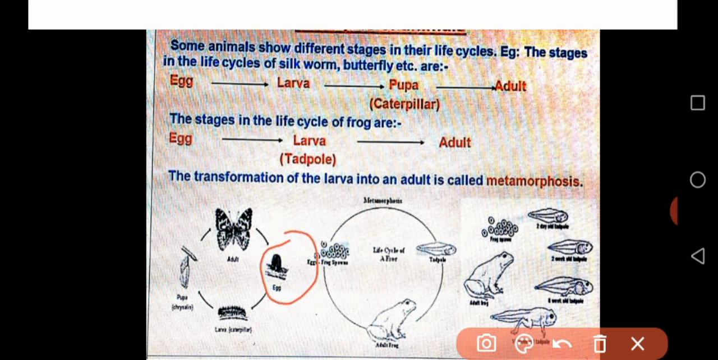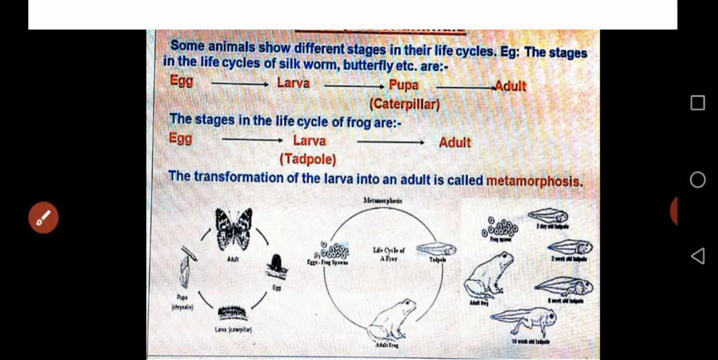After the egg is released, some changes take place in it. Finally they take part in the formation of the larva. After the formation of the larva, some more maturation takes place in the larval stage of the butterfly. Finally it moves into one more stage, the next stage, which we call the pupa.